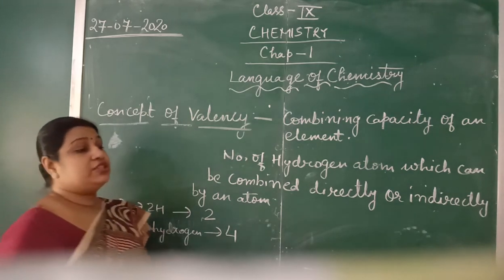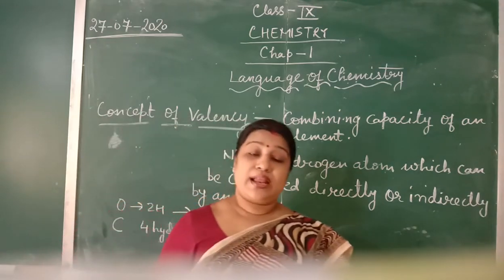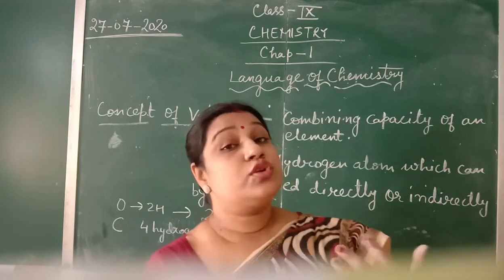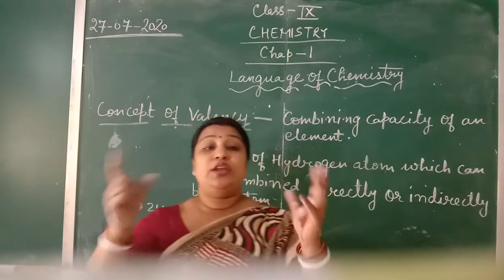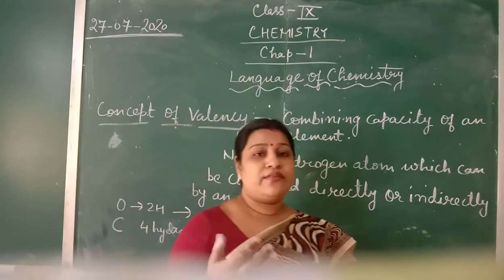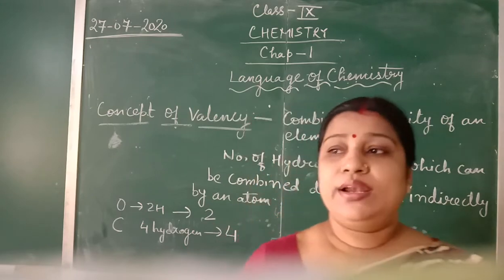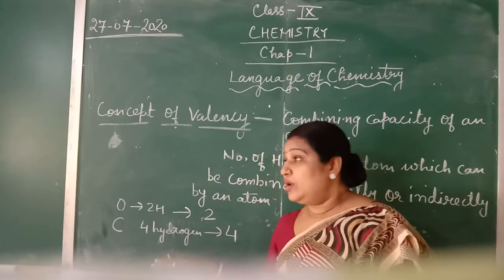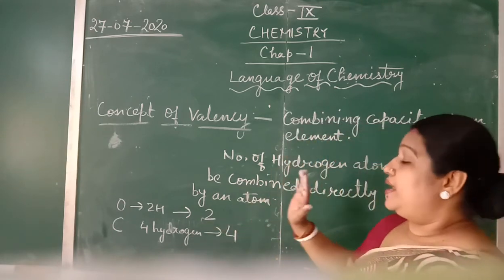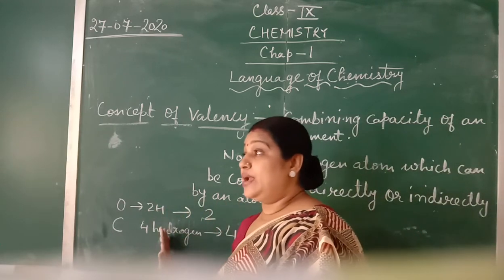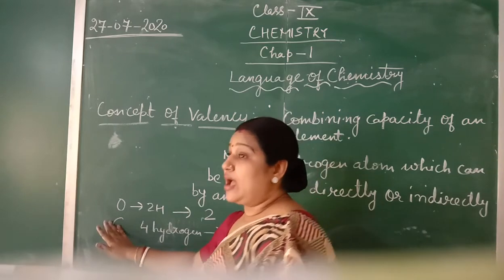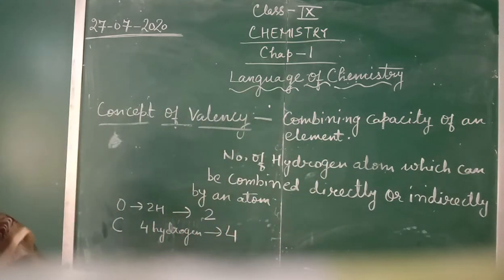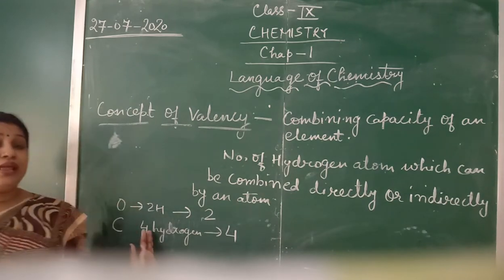Now the question you can ask: why can some atoms combine with only 1, some 2, some 3, some 4? You can understand this when you learn atomic structure, valence electrons, and bonding. Then it will be clear. At this level, you only need to understand how many hydrogen atoms can be combined with any one atom of the element. That is called the combining capacity of that element.